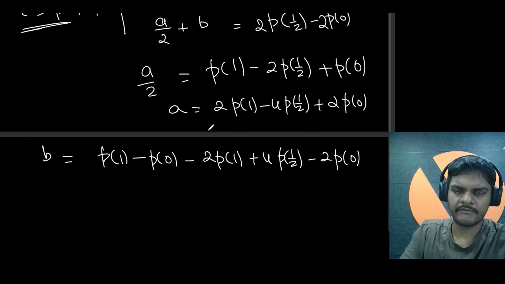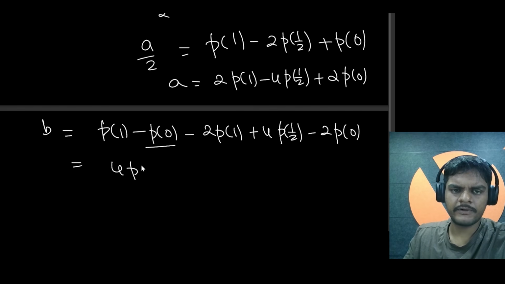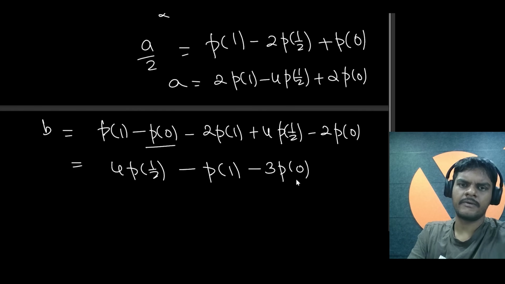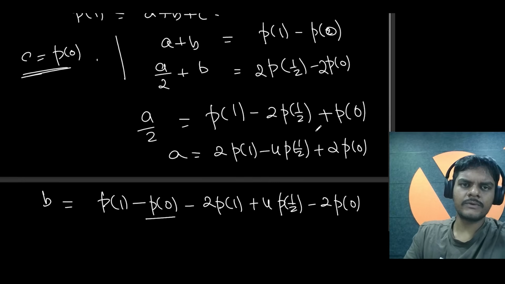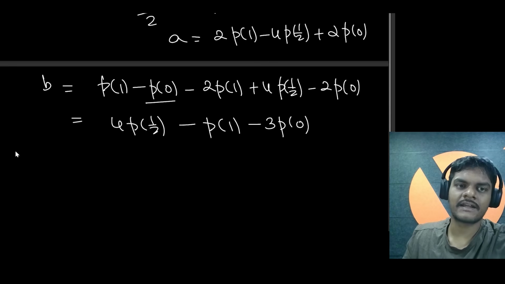So what do we have? This is very interesting. So P of 0, P of 0. So 4P of 1 by 2 minus P of 1 minus 3P of 0. Wow. So can we use it again? I think I have to again use triangle inequality.